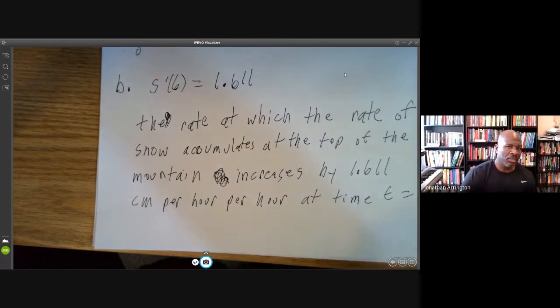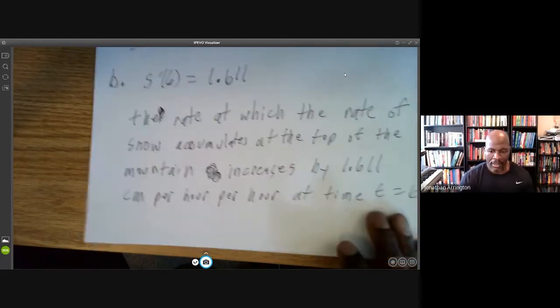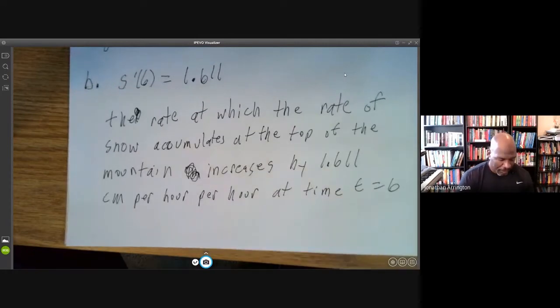Again, you're taking the derivative of a rate. So you start off with the rate at which the rate, and then you explain what the rate is of, snow accumulates at the top of the mountain, and then you say if it's increasing or decreasing depending on the value of the derivative. In this case, it increases by 1.611. Then you put in the units of measurement, which are the units of the original function per the units of the independent variable, so centimeters per hour per hour. And lastly, you put the moment this is occurring, at time t equals 6. If you can remember the general structure of that answer, you should get all the points for this particular problem.